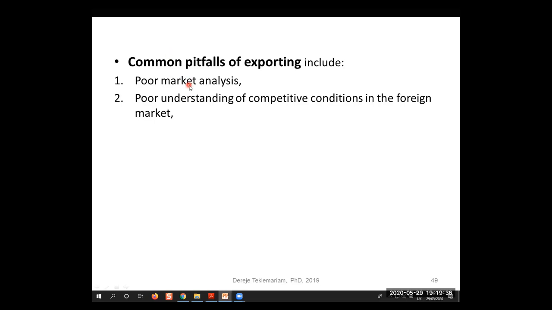I tell you, a major reason for the failure of exporting companies is poor market analysis and overestimation in their hope. The second reason is poor understanding of competitive conditions in the foreign markets. They don't have adequate understanding of the competitive conditions. So how do you do that?